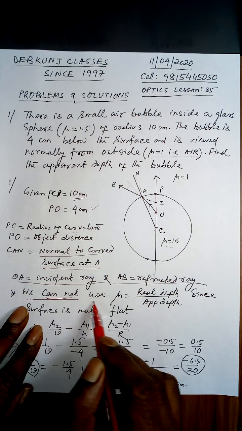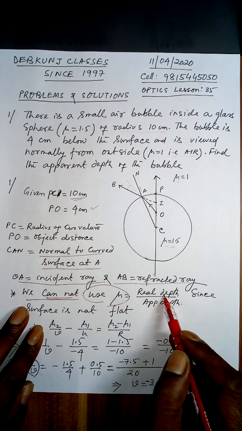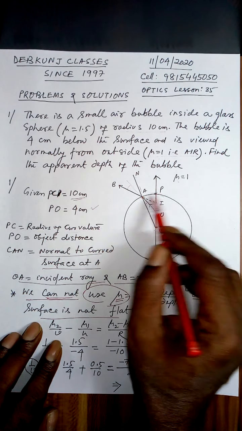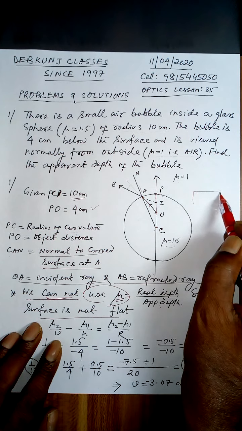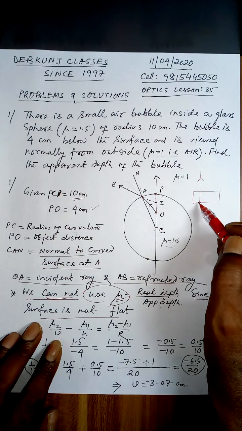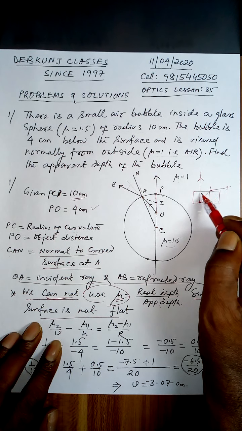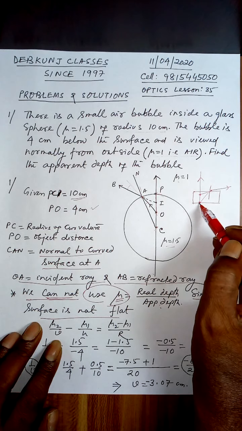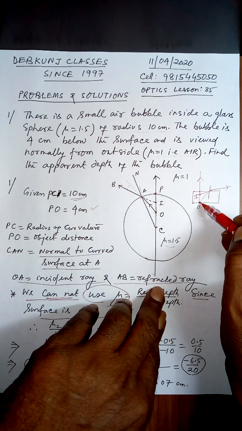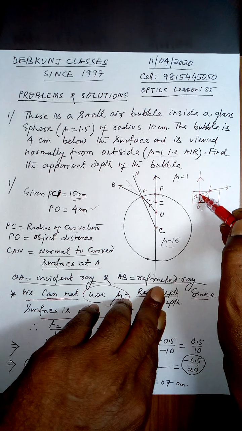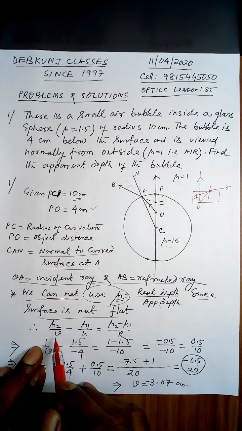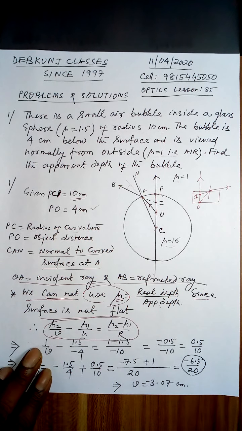We cannot use the simple formula real depth by apparent depth is equal to mu, since this surface is not flat. For a flat surface, the object was here, the ray goes straight, and appears to come from here. So this object was appearing at I. In this case, real depth divided by apparent depth was mu. But we cannot apply it here. So we have to apply the expression for refraction at a spherical surface.